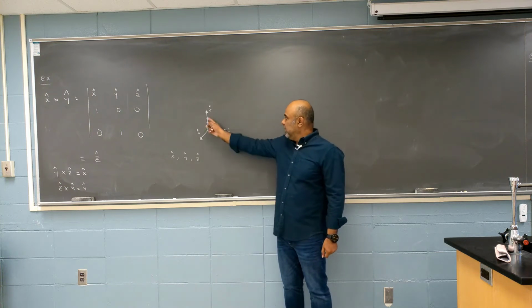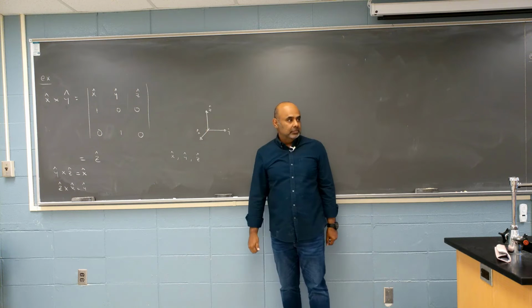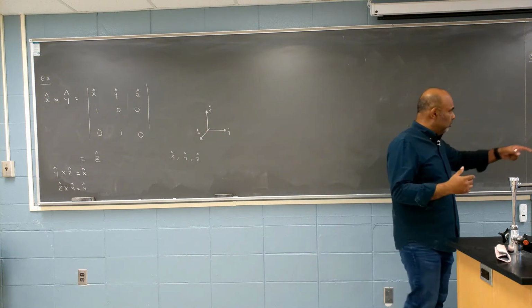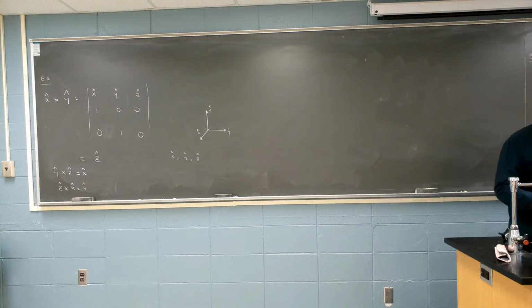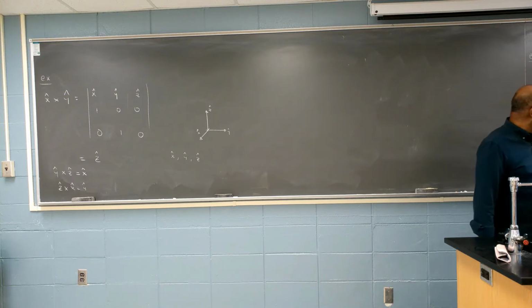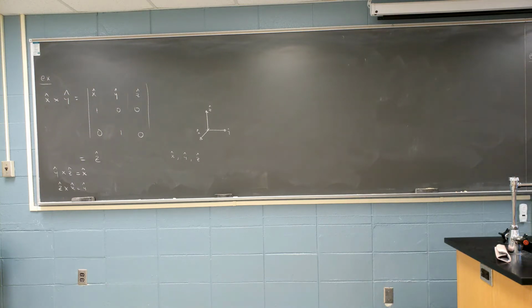I'm just saying z hat cross x hat is y hat. You should be able to see it both formulaically, geometrically, and just using your right hand. But when in doubt, you just put it into either of the two formulas. This versus, well, the determinant formula. Okay?